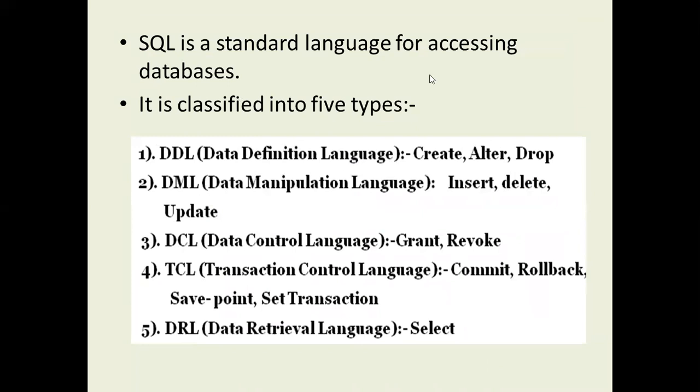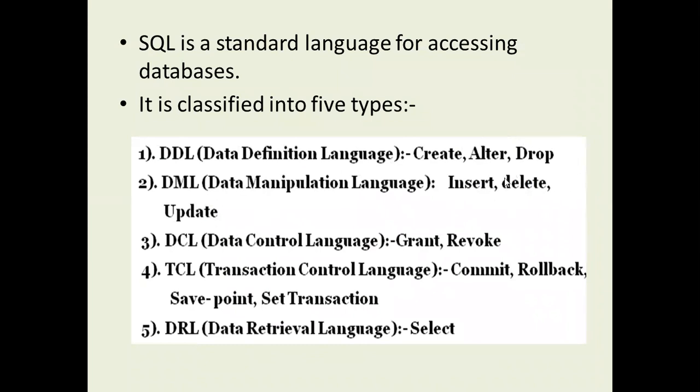The SQL standard language for accessing a database is classified into 5 types. Data definition language is about the definition: how many fields are there, what is the table name, what is the data type. That is possible using the create command. The alter command is used for adding or removing columns. The drop command is used for dropping the entire database.